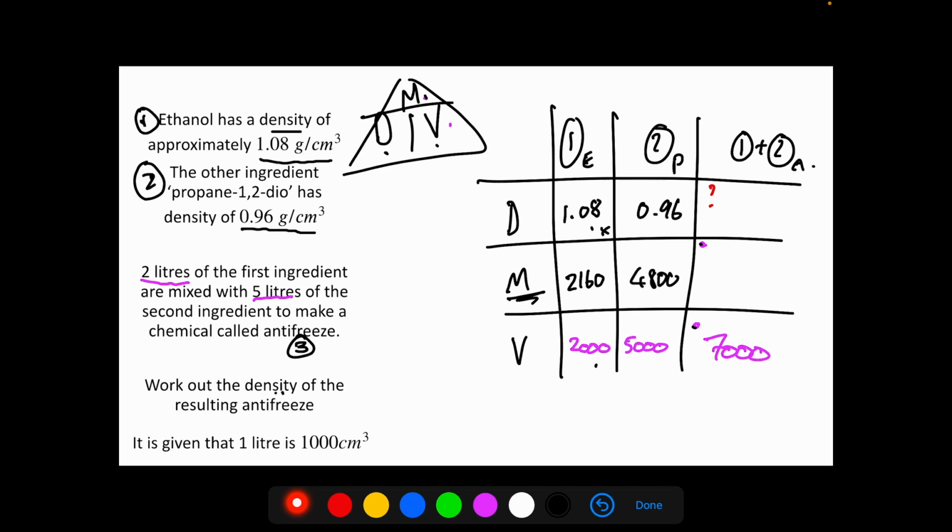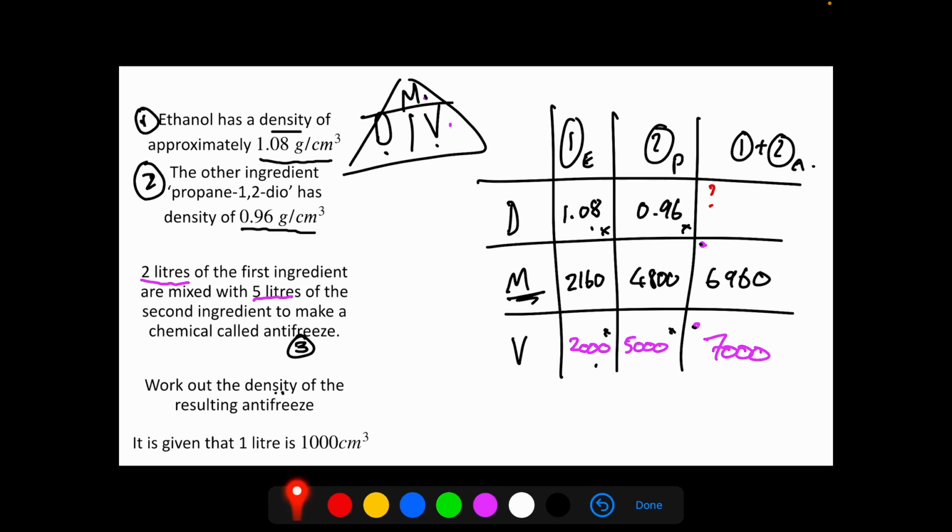So I was multiplying these, and then I was multiplying these. This is how heavy the first chemical is, and this is how heavy the second chemical is. And we're mixing it all together. So what will happen? Well, it will be these added together. I can add those up. And what do I get? I get 6,960.